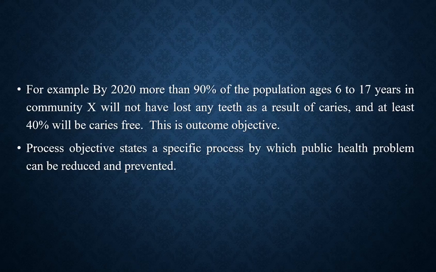A process objective states a specific process by which a public health problem can be reduced or prevented. This is where a process objective plays a role. So, what are we going to do, who will be doing it, and when it will be done. These are the objectives that should be fulfilled.